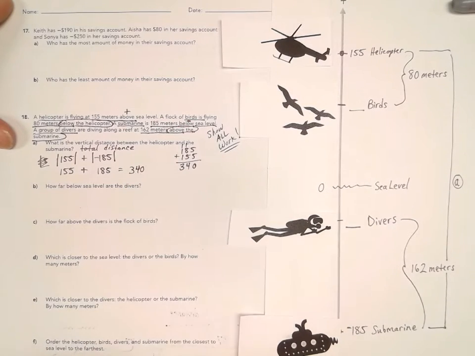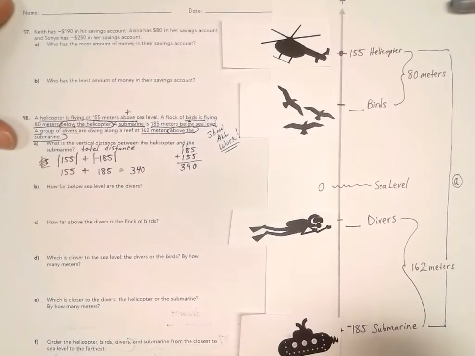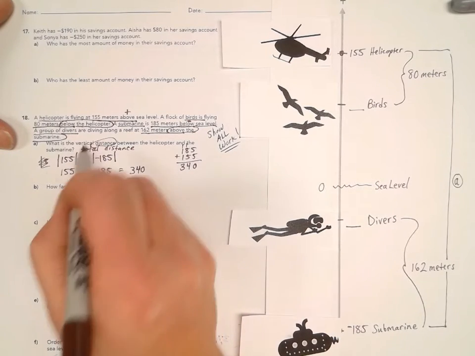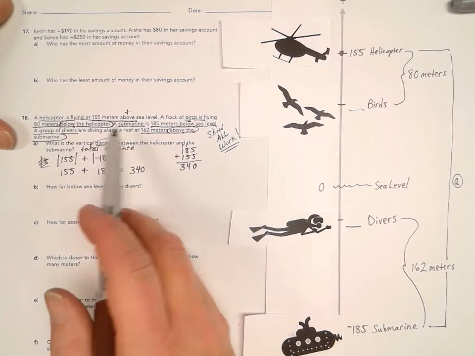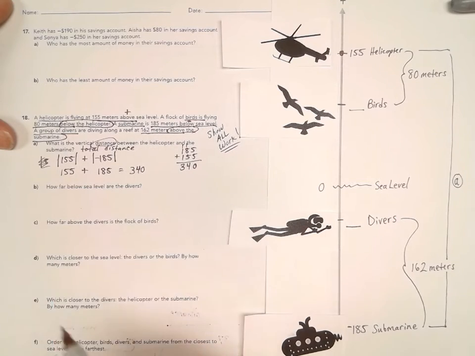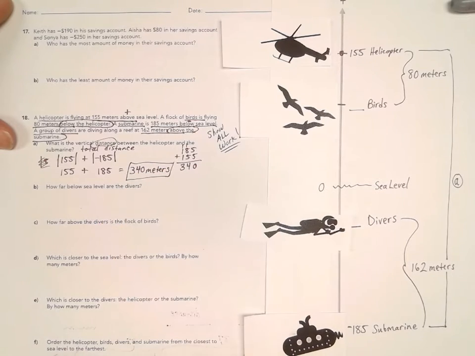Now be careful. They gave me words. We better give them words back. What is the vertical distance between the helicopter and the submarine? 340 what? Chihuahuas? Cheese sticks. No, it looks like we're measuring distance. Distance could be measured in maybe feet, miles, inches. Oh, if I go back to the problem, everything's measured in meters. 155 meters, 185 meters, meters. Looks like meters would be an acceptable label. And maybe you want to get fancy and you want to say the vertical distance between the helicopter and submarine is 340 meters. That would be pretty awesome too.